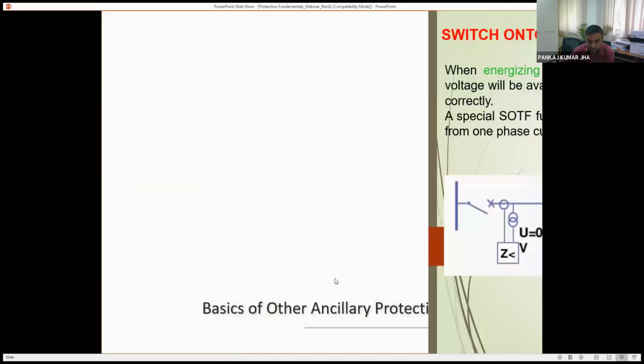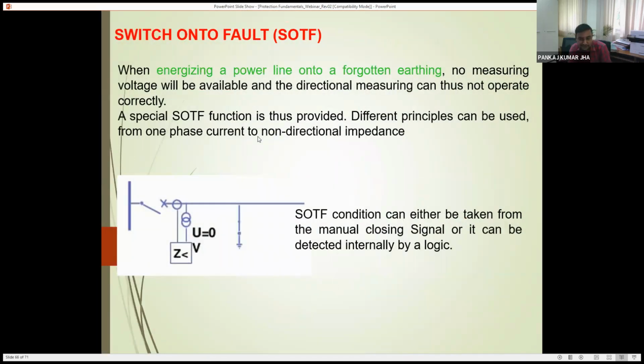Now, only some ancillary functions remain, and these are very basic functions like SOTF.